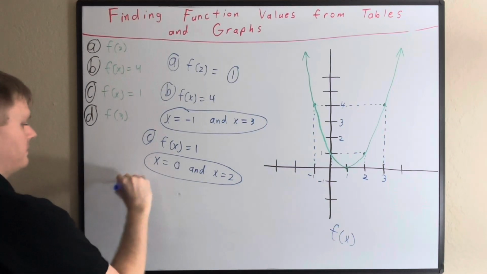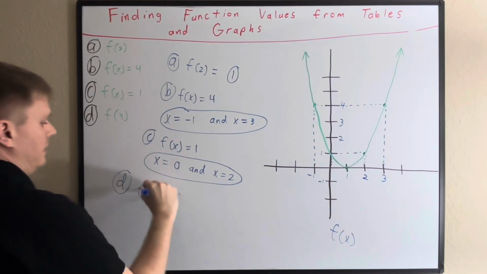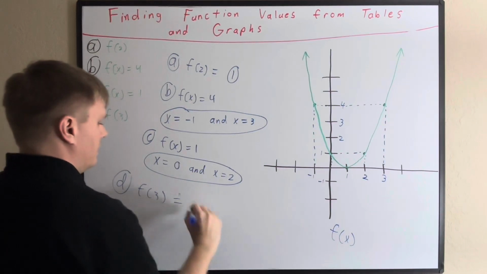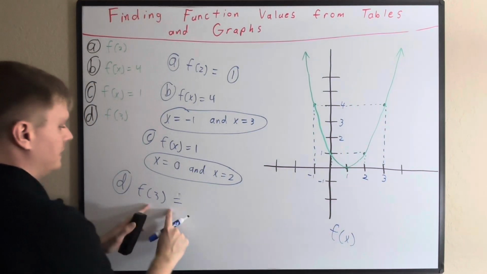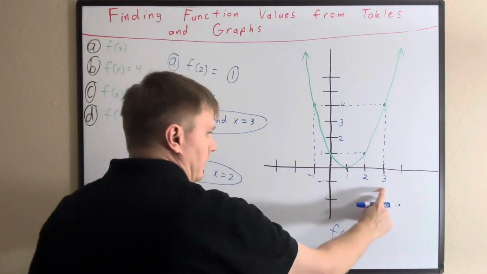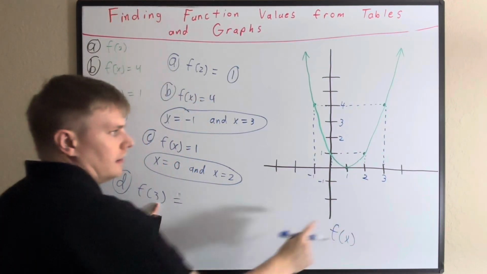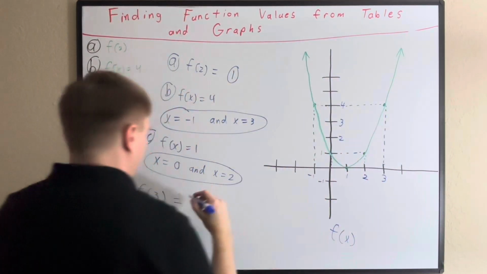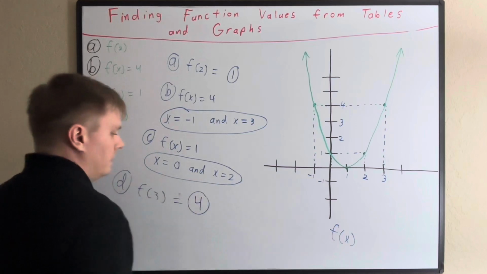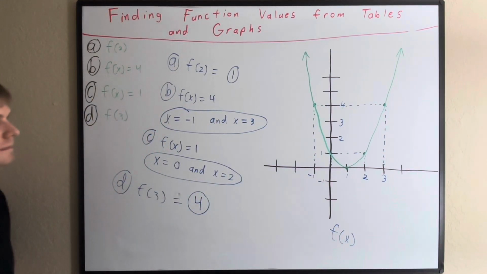Okay, part D, f of 3. Okay, this is asking what is the output when x equals 3, right? So 3, that would be 4. See, it ain't too bad.